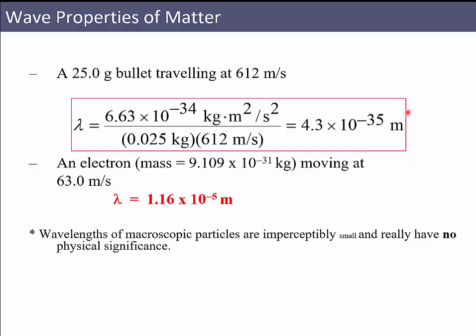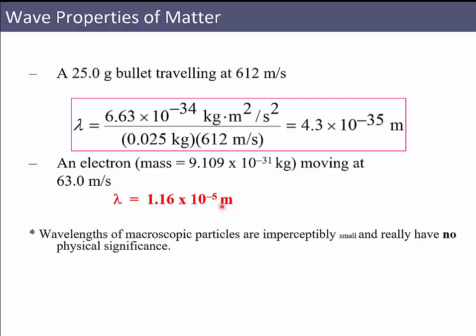If we take an electron, whose mass is 9 times 10 to the minus 31 kilograms, and so very, very light, and it's moving at 63 meters per second, quite a bit slower, its wavelength is going to be 1.16 times 10 to the minus 5 meters. The wavelengths for our macroscopic particles are imperceptibly small and have no real physical significance.